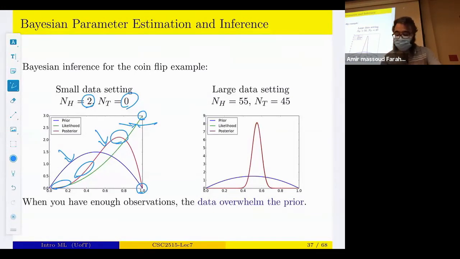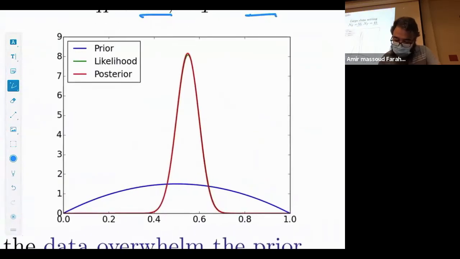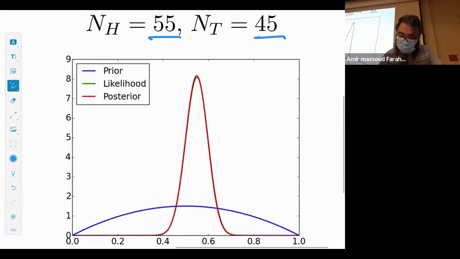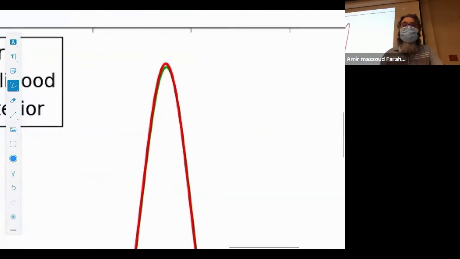Now suppose we have a larger data set: 55 heads, 45 tails. The prior is the same as before, but let's look at the likelihood and posterior. It's difficult to see, because there are two curves that are very closely matched. The green one is the likelihood, and the red one is the posterior.